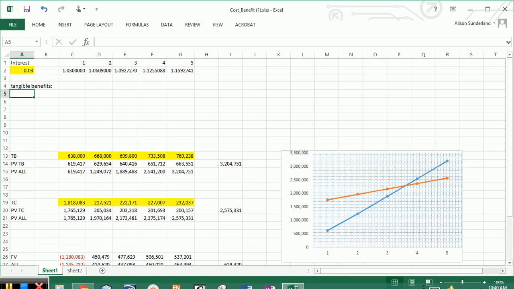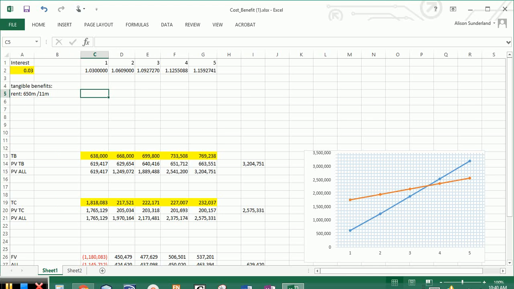The first tangible benefit that I can think of is rent. I can rent out that studio apartment for about $650 a month. I'm going to calculate it to be filled 11 months out of the year, just to be on the optimistic side. So let me key that in. If I charge $650 a month for 11 months out of the year, that's going to be roughly $7,150. Then I want to project that benefit out over 5 years. I'm going to assume after the first year, the rent's going to increase to $7,250, and then it will increase $250 a year every year after that.